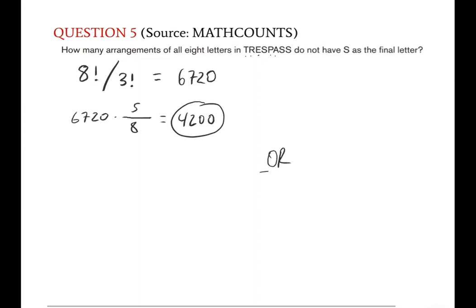There's another way of doing this, and that's just choosing the number of ways to put the S and multiplying that by the number of ways to arrange the remaining letters. And that is just equal to 35 times 120, which is also equal to 4,200.